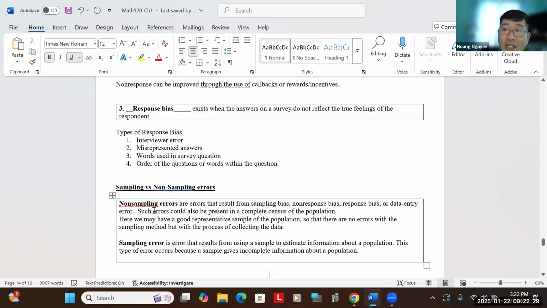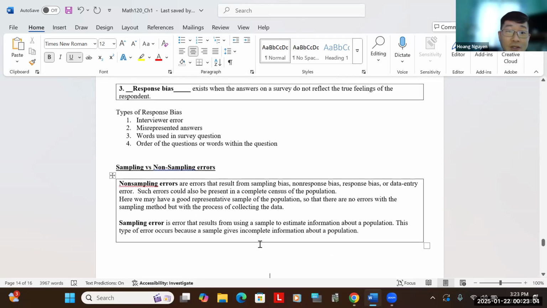Another kind of error that we might have is sampling error. Sampling error is the error that results from using the sample to estimate information about the population. These types of errors occur because the sample gives you incomplete information about the population. When you use a sample to estimate the population and the sample is not complete information or not a true representative of the population, that's why we get sampling error.